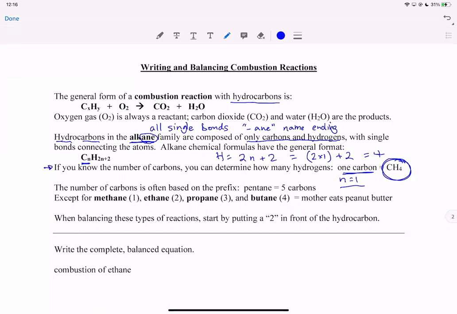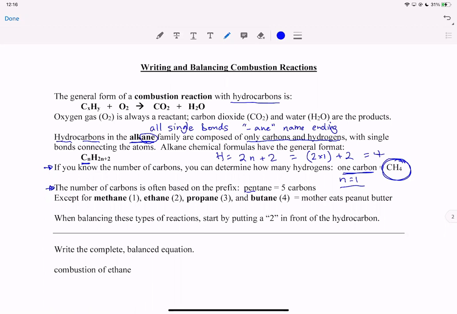If you know the number of carbons, you can calculate or determine the number of hydrogens. Now, the number of carbons is based on the prefix. So that's this next part, the prefixes that we have seen before in writing chemical names for covalent compounds. Pentane is 5, hexane is 6, heptane is 7. But the first 4 are different.